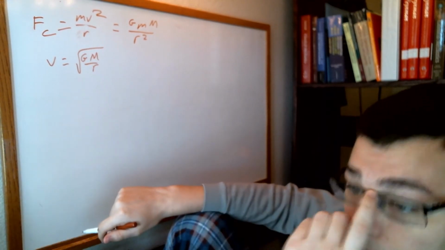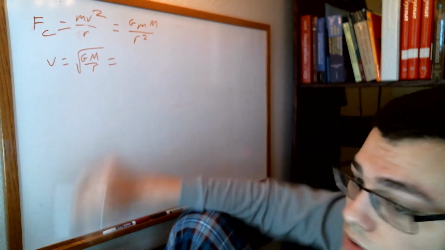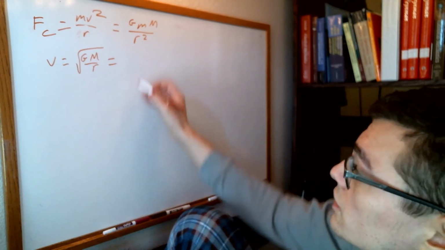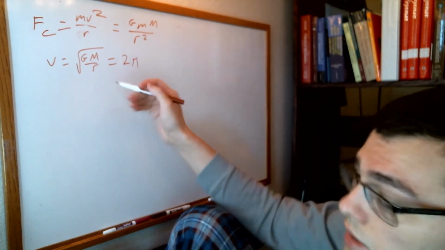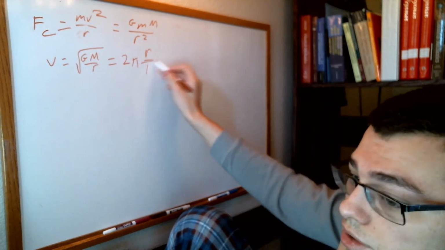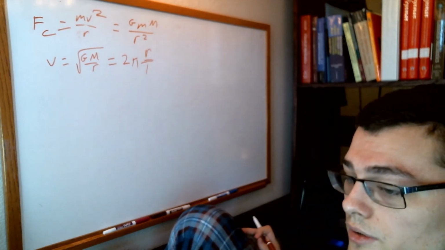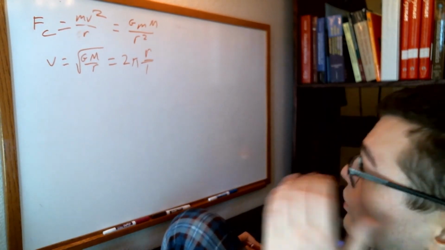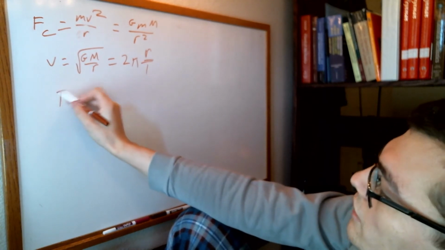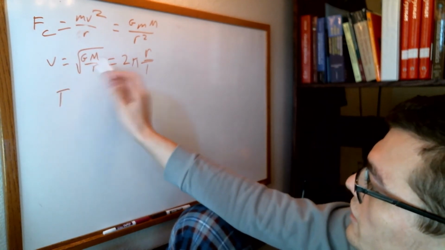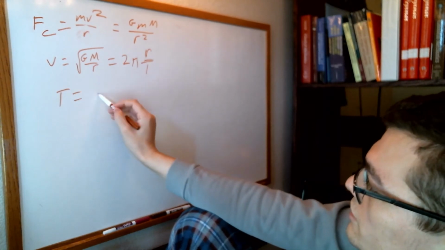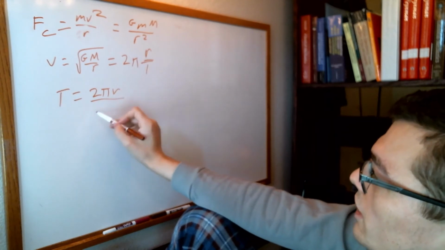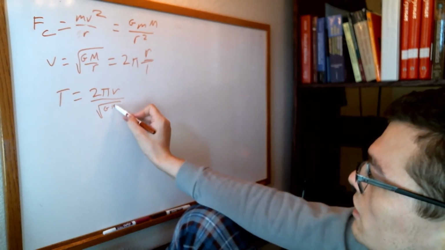Then we just have to remember that the speed is also related to the circumference of the orbit and the orbital period. So v is equal to 2 pi r over T, which is our period. Now we can solve for T. We take T to the other side and this entire product to this side, so we have 2 pi r divided by the square root of GM over r.